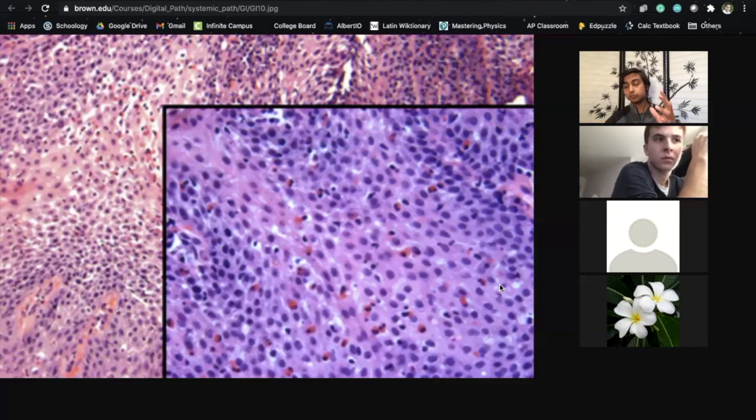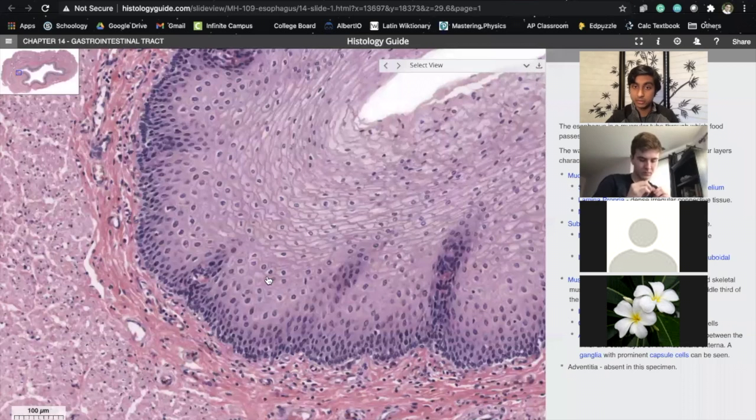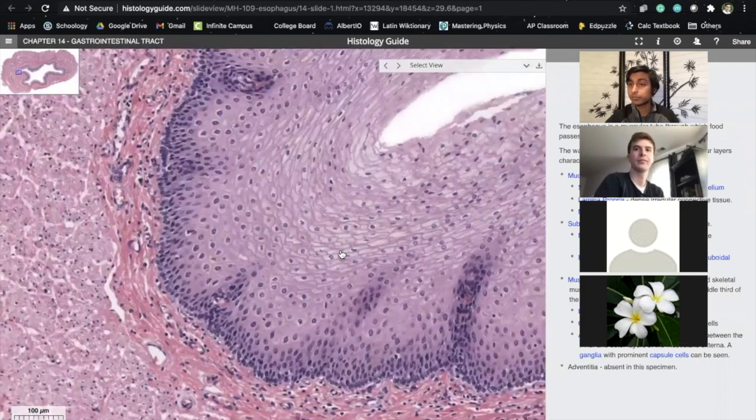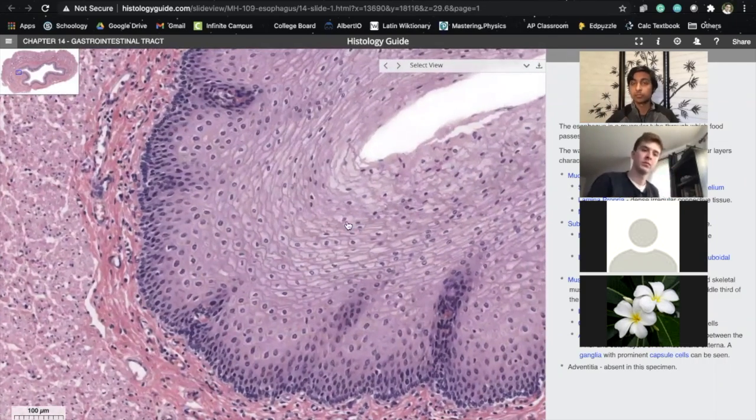Okay, and so we can see that by taking a biopsy of the esophagus and looking at it from a histology perspective, we can actually diagnose this condition quite easily, because we can see it right in front of us. Here is the problem, and here we know how it compares to our normal sample. Okay.